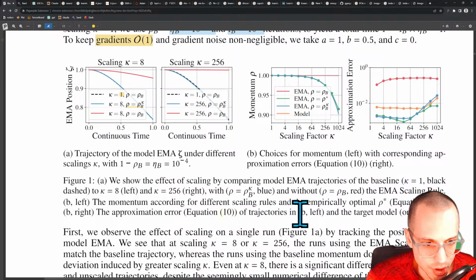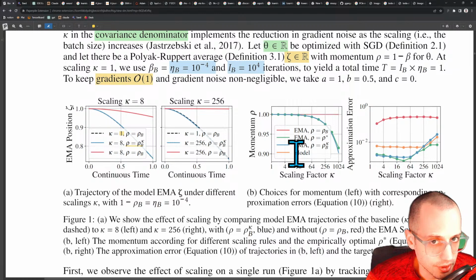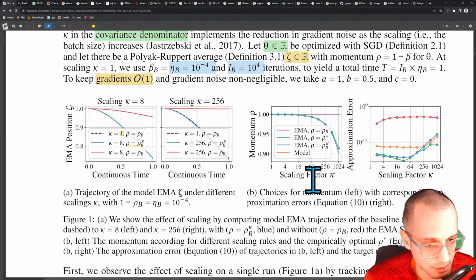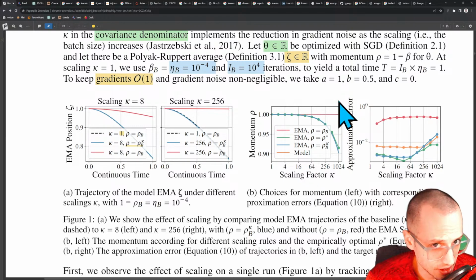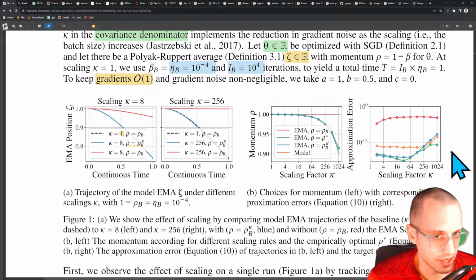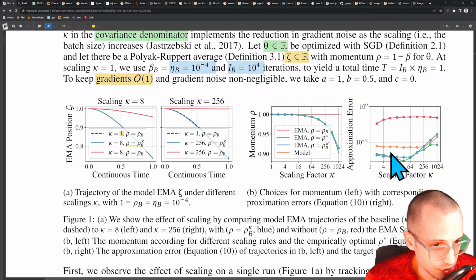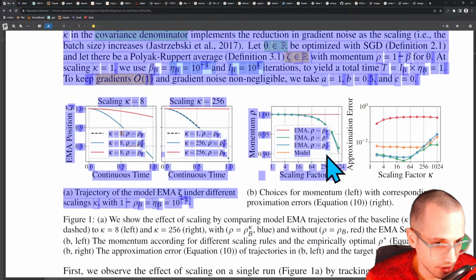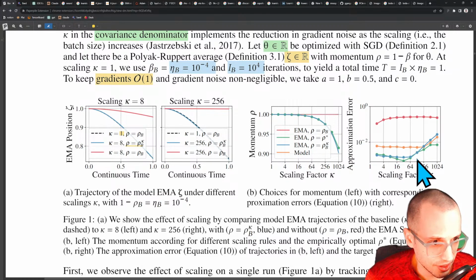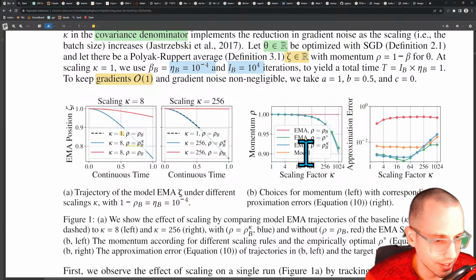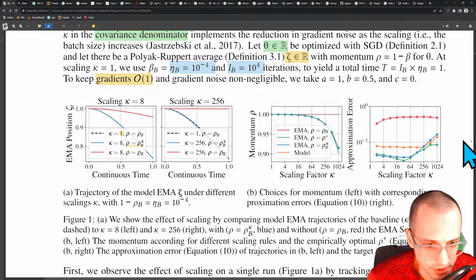The approximation error of trajectories and the target model. Okay, so the model is this orange line here, and they're trying to show you that the EMA, or the etas here, which are supposed to be the approximation of the target model, right? The target model is the thetas, and the EMA is going to be the etas, which is the exponential moving average of the thetas. Those should kind of end up in the same place, right? And that's what they're showing you here: if you're using the correct scaling law, which is the law they are trying to advocate for, then your exponential moving average model, your EMA model, ends up in the same place as your model that is just taking gradient updates. So that's what's going on with this figure.